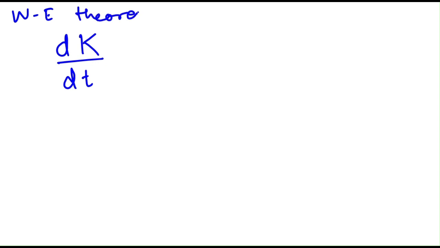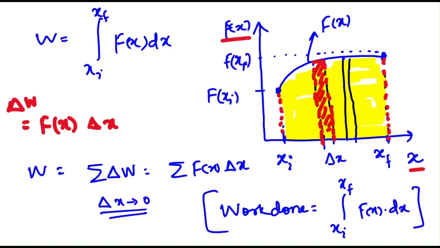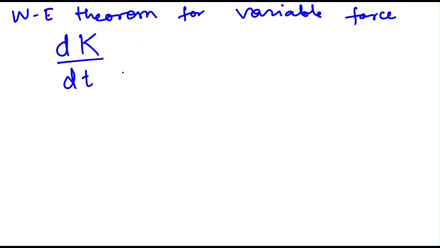So how can we continue? Let's say we have kinetic energy changing with time. So we can write dK by dt. What are we studying now? The work energy theorem for variable force. We have already derived the expression for work done in the case of variable force. Now we are going back to the work energy theorem. So we can write d by dt, the rate of change of K with respect to time.